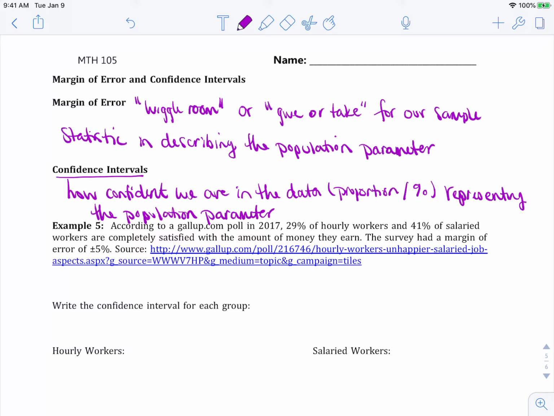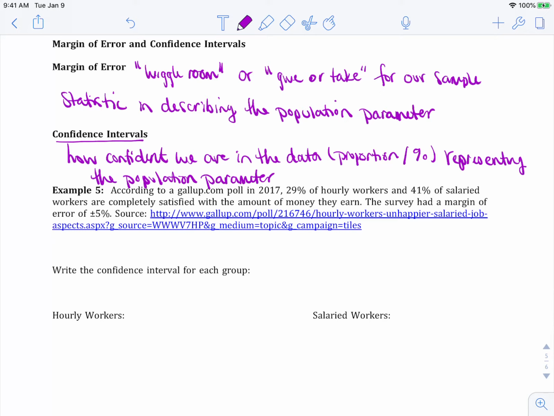Example 5 says, according to a Gallup.com poll in 2017, 29% of hourly workers and 41% of salary workers are completely satisfied with the amount of money they earn. So stop right there. We have no idea what our sample size is. I'm sure if we go to this source, it would tell us what our sample size is actually. But they're claiming that 29% of all hourly workers are satisfied with the money they earn, and 41% of salaried workers are satisfied. They also say the survey had a margin of error of plus or minus 5%. And so what that means is how confident they are that their hourly workers are satisfied with the money they earn.